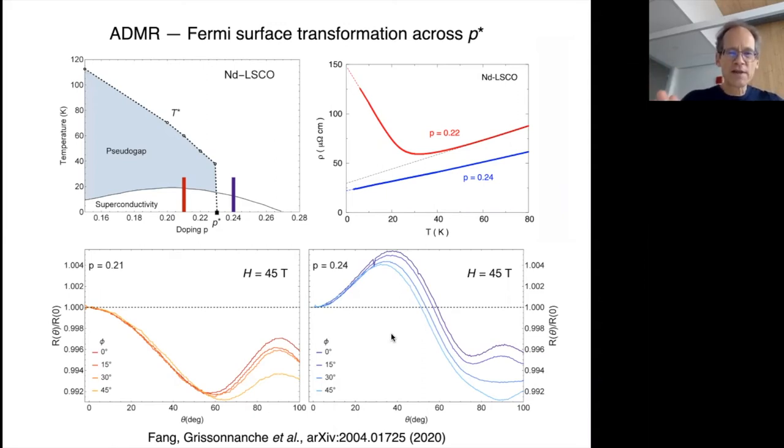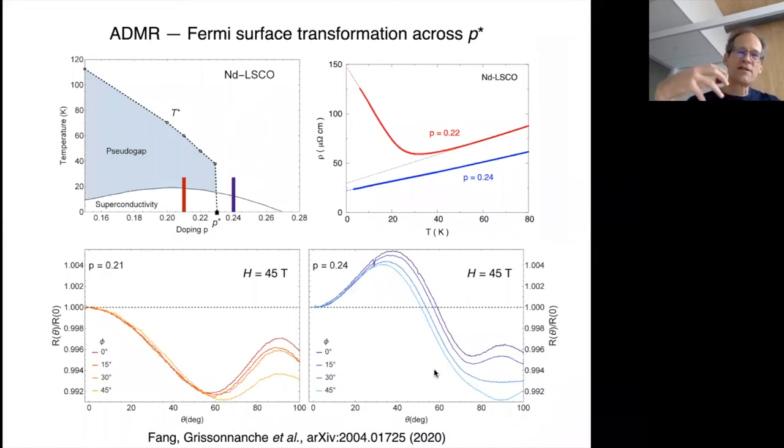You take one material, it's the same material, same structure, same everything. You just slightly decrease the doping into the pseudogap phase. You see pronounced changes in the in-plane resistivity. But boy, look at this dramatic qualitative change in the ADMR. Not only do you go from an increase with a maximum to a decrease with a minimum, but the structure here is different than there. So very clearly, the topology of the Fermi surface has changed. There's a major change in the shape of the Fermi surface.